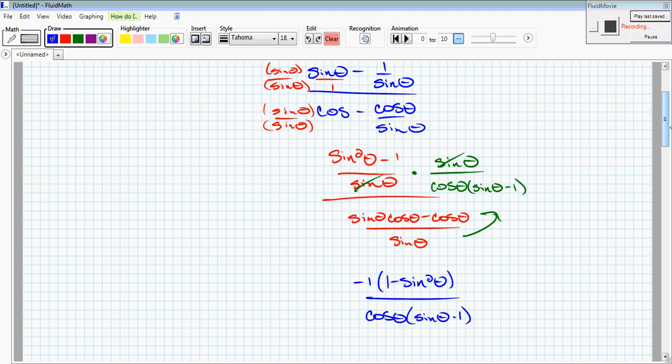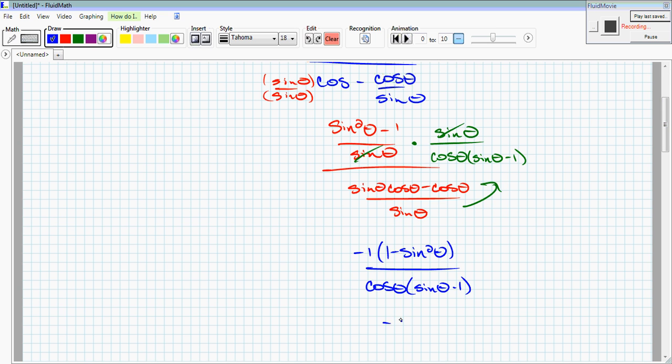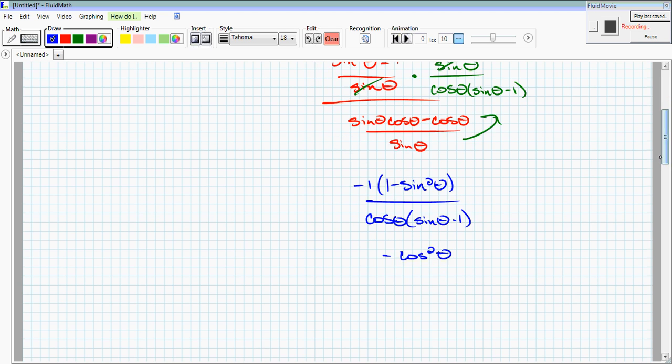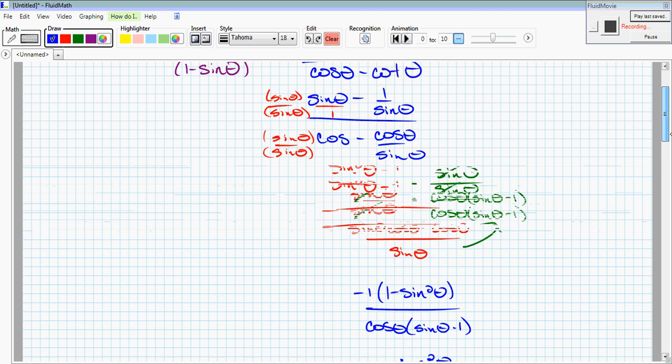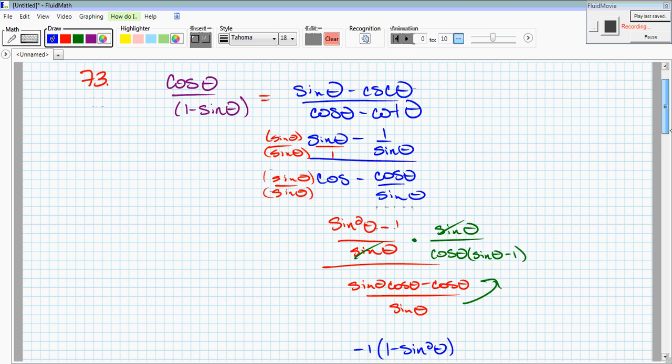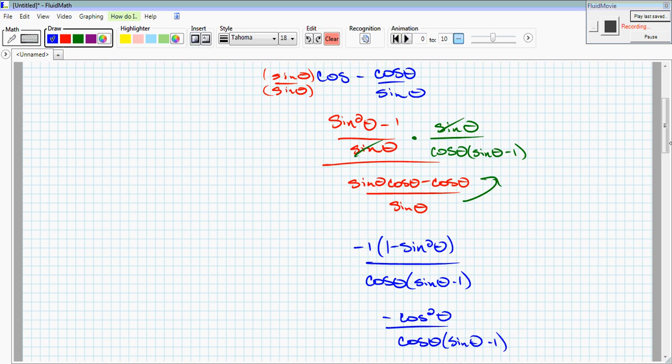Alright, so as I look at this, this becomes negative cosine squared theta over cosine theta sine theta minus 1. So let's see, this becomes negative cosine theta over sine theta minus 1. Let's see where we're headed. We're headed to cosine theta over 1 minus sine theta, which is perfect.